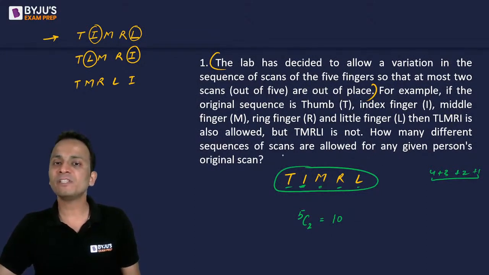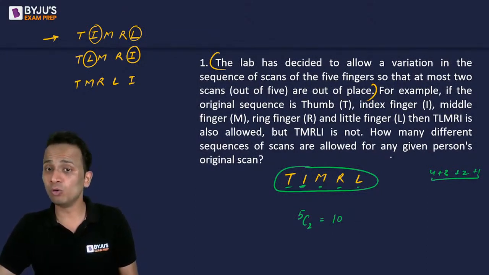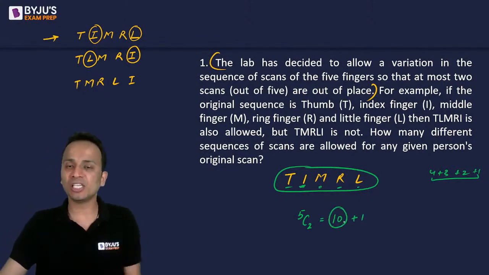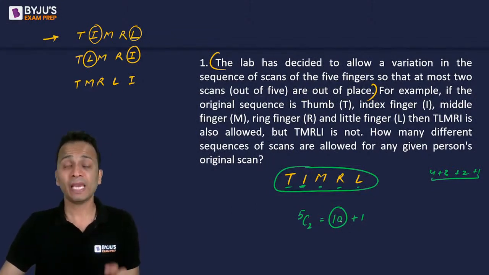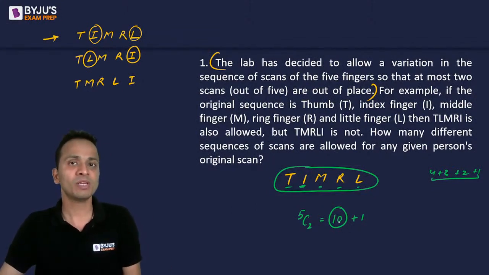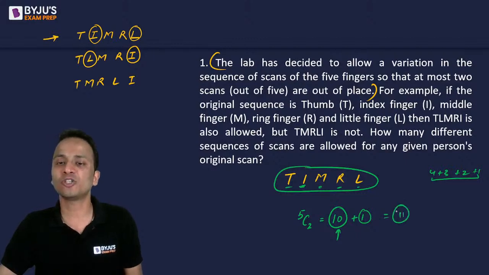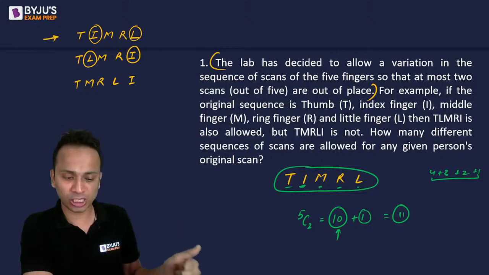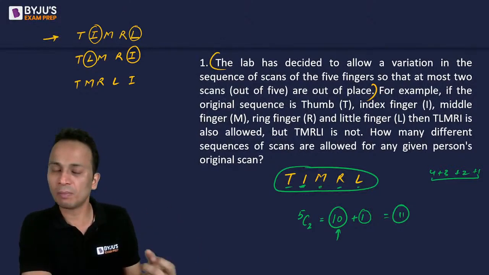So how many different sequences of scans are allowed for any person's original scan? So original scan तो allowed होगा, and these 10 additional scans which are incorrect हैं but वो allowed होंगे. These are the relaxations. So original plus these 10 relaxed sequences. So that means the correct answer should be 11. So Angela, your answer is perfect. But Kushagra, Jwala and Sonali, commendable efforts.